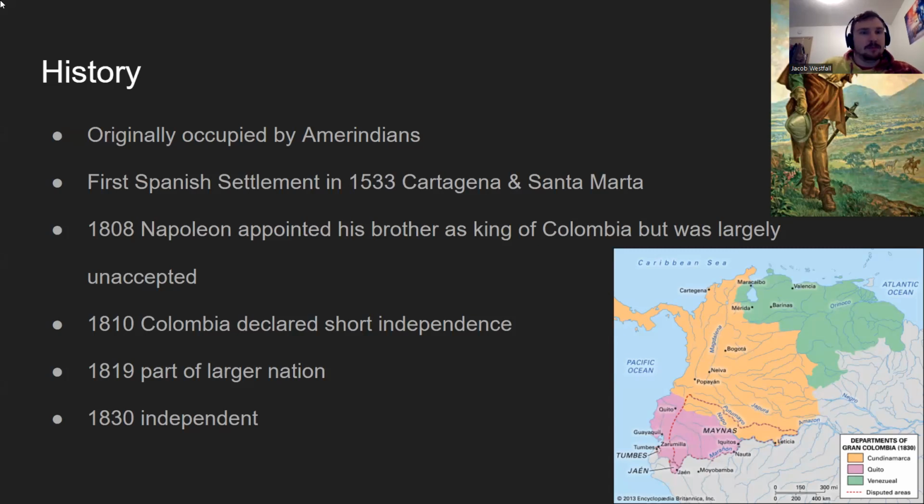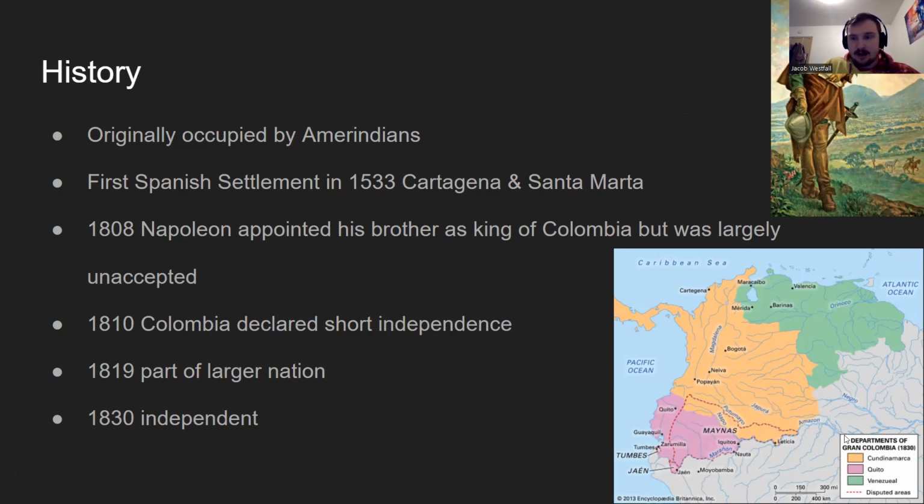Colombia was originally occupied by Amerindians. The first Spanish settlement was in 1533, and that was Cartagena and Santa Marta. This is one of the many conquistadors who established settlements in Colombia. In 1808, Napoleon appointed his brother as the king of Colombia, but was largely unaccepted. And in 1810, Colombia declared a short independence and was quickly reconquered by Spain, in between 1810 and 1819.